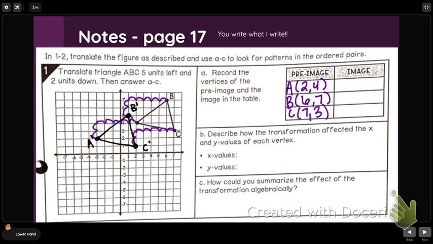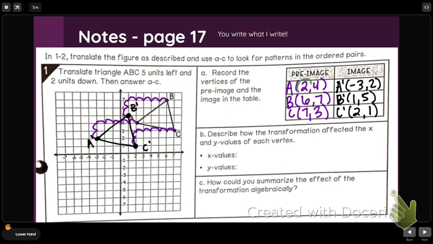our new coordinates. So A prime is now at -3, 2. B prime is at 1, 5. And C prime is at 2, 1. Now we're going to look at our ordered pairs. So if we look at B, it tells us to describe how the transformation affected the x and y values of each vertex. So first, let's start by looking at the x coordinates.